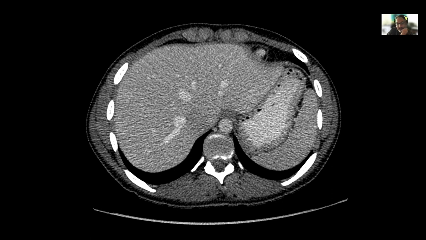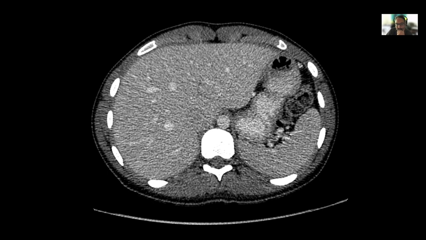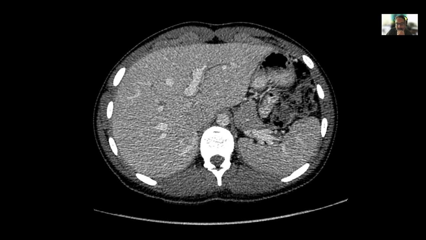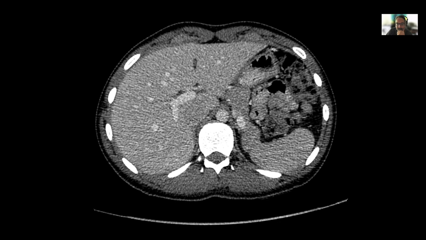If I keep going inferiorly, that's still the body. That's still the body. Now the stomach is moving forward. Now this is getting into the antrum. This part is the antrum of the stomach. That's still the stomach also. There's a bit of air in the stomach.